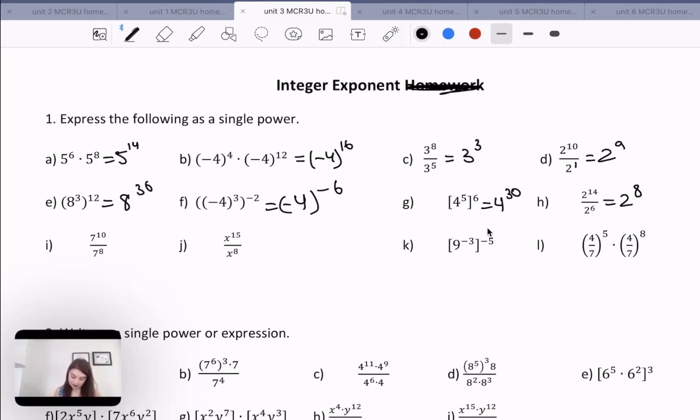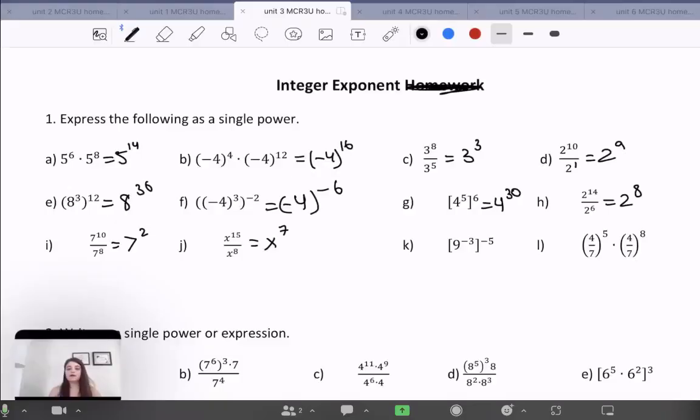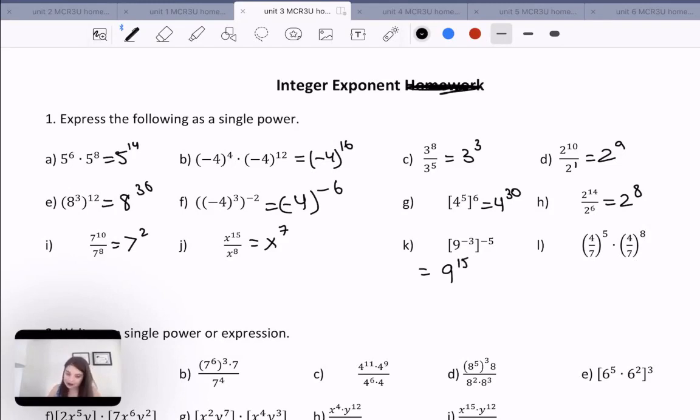Okay, for I, we have 7 to the power of 10 over 7 to the power of 8, so we subtract, right? 7 to the second power. And then here we have x to the power of 7, right? Because we're subtracting. We're doing 15 minus 8 based on that second law we learned. For k, we're going to multiply the exponents and get 9 to the power of 15. And then for L, we are going to have 4 over 7 to the power of 5 times 4 over 7 to the power of 8. So same base, the power of 13, right? Because we add up the exponents.